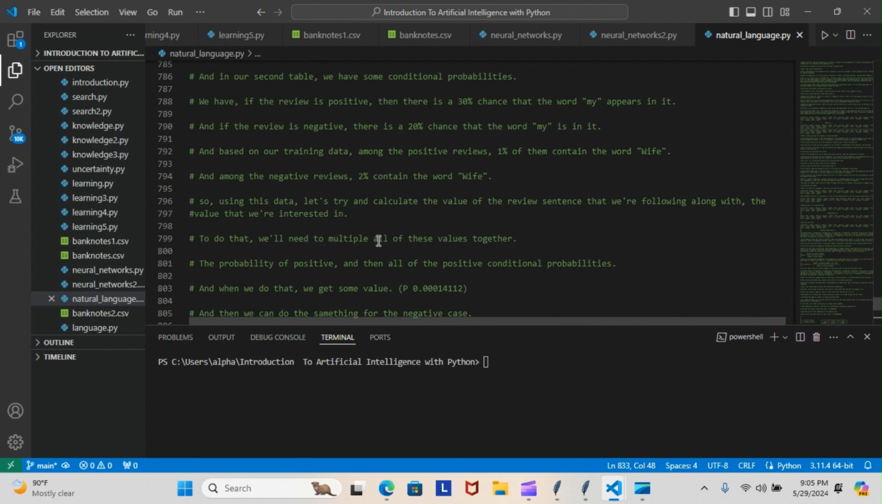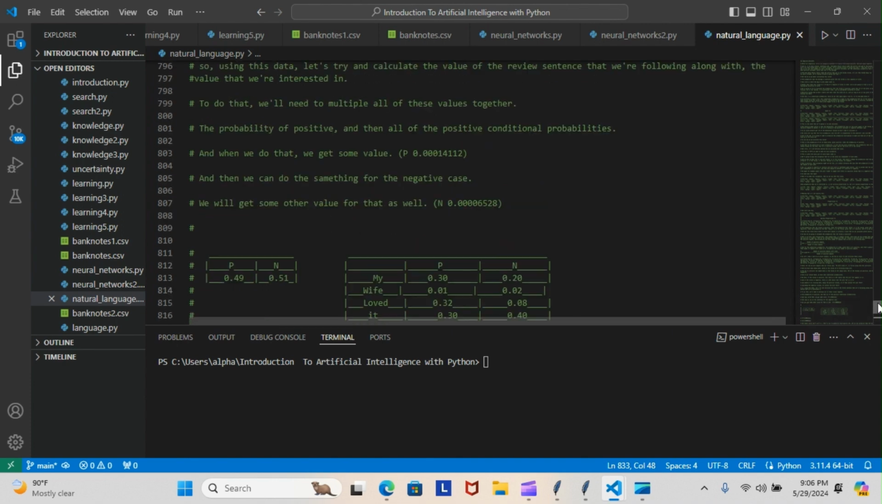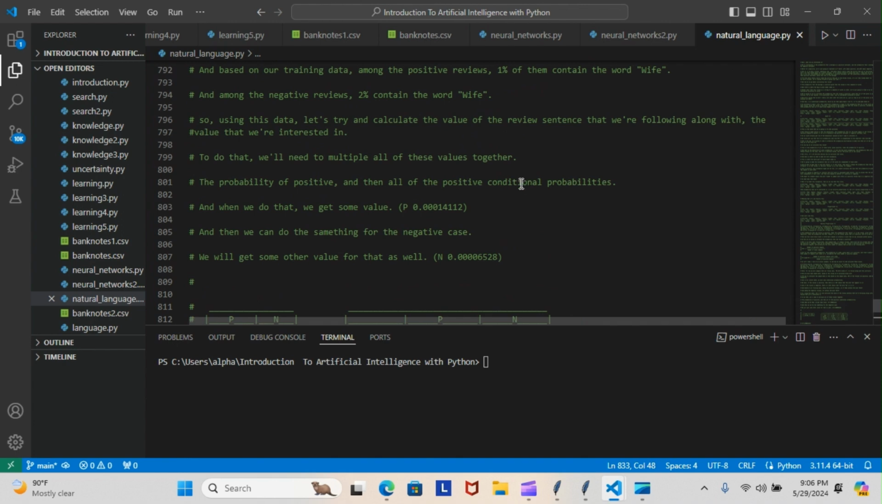To do that, we need to multiply all of these values together: the probability of positive, and then all of the positive conditional probabilities. Let me show you that really quickly. So we're going to multiply this number by all of these numbers, this positive probability by all of these positive probabilities here. And we're going to do the same thing for negative. This negative probability with all of these negative probabilities here.